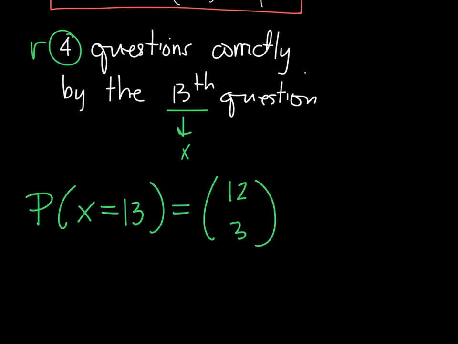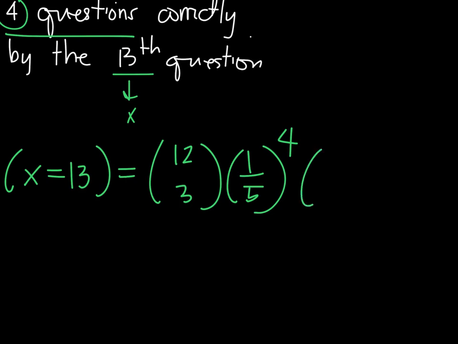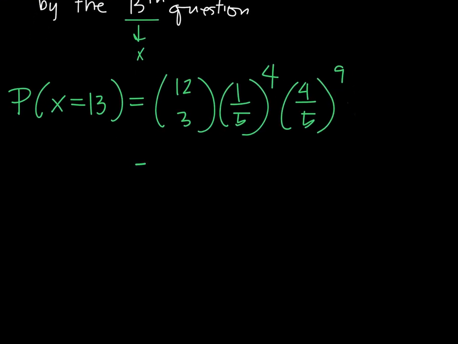Probability of success, still with 5 choices, 1 over 5, raised to the number of successes in this question, which is 4, because you have to answer 4 questions correctly. And then you have 4 over 5 raised to 13 minus 4, and that is equal to 9. So if we compute for this probability, then this will be 0.0472. So we use up to 4 decimal places.